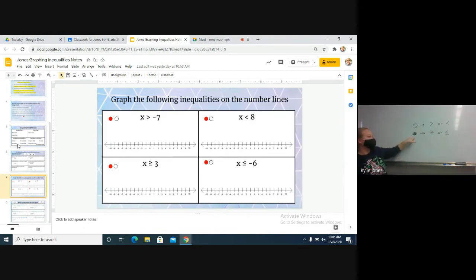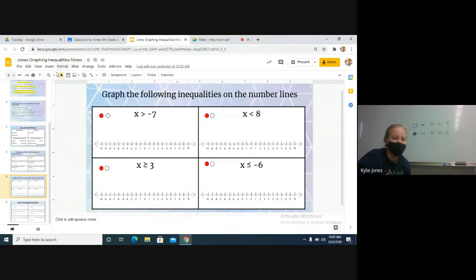So if it's a closed circle, it includes the number that you're putting it on. If it's an open circle, it does not include it. That's where the equal to comes from. Okay? So I'm going to leave that behind me while we graph these. This first one says, let me zoom in a little bit. That was not very much. That's okay. x is greater than -7. Where is -7 on here?